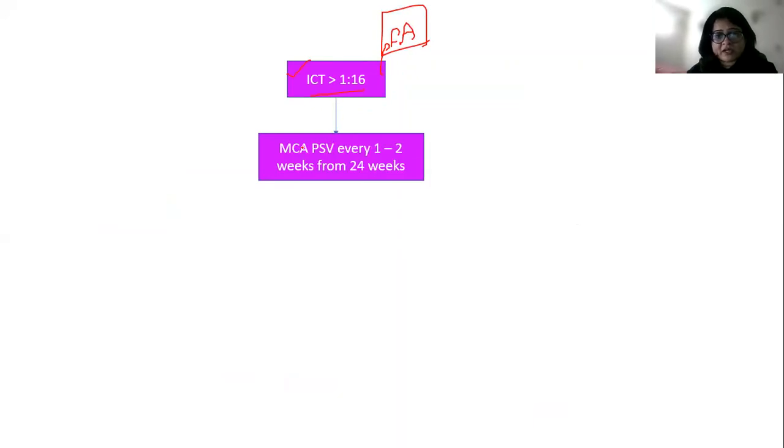Now the next scenario is the ICT now becomes more than 1 in 16. That is, it is more than the critical titer. What does this mean? There's a risk of developing fetal anemia. So now what do we start doing? From 24 weeks onwards, we start doing a middle cerebral artery peak systolic velocity every 1 to 2 weeks. What does this tell us?